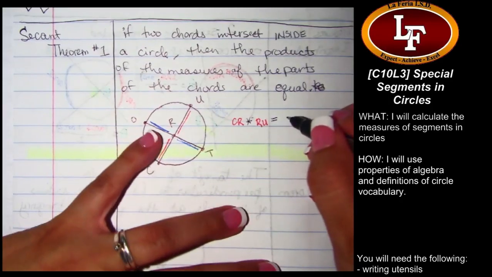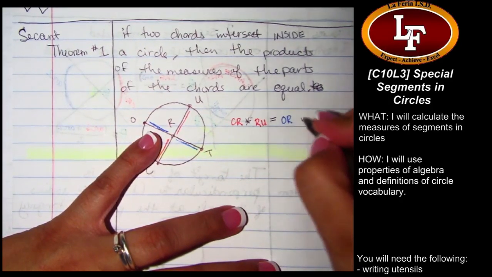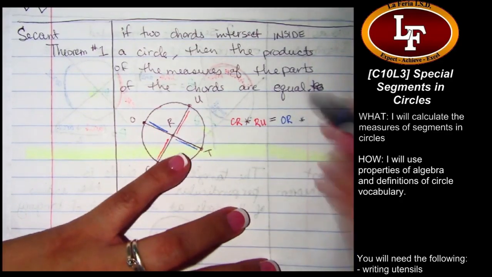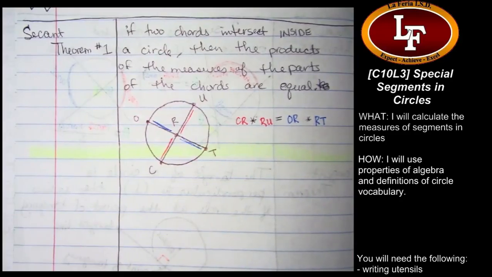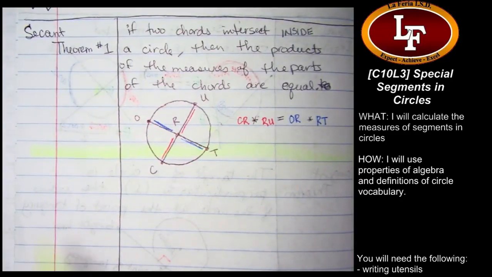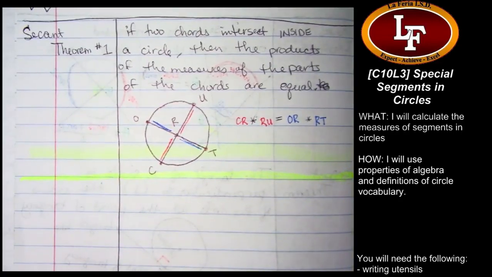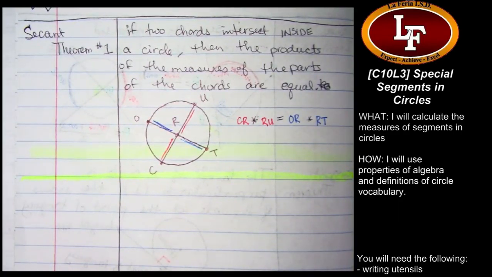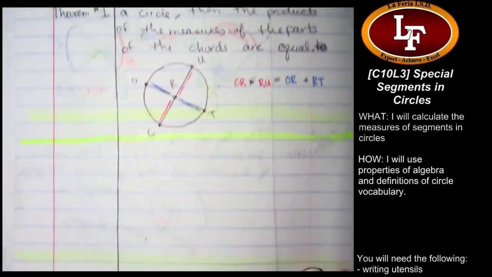So this part of that other chord, OR, times this part of the other chord, RT. Questions on this? Our setup looks okay? Seems pretty straightforward and simple? All right, you'll see how we use this when we get to the walkthrough.